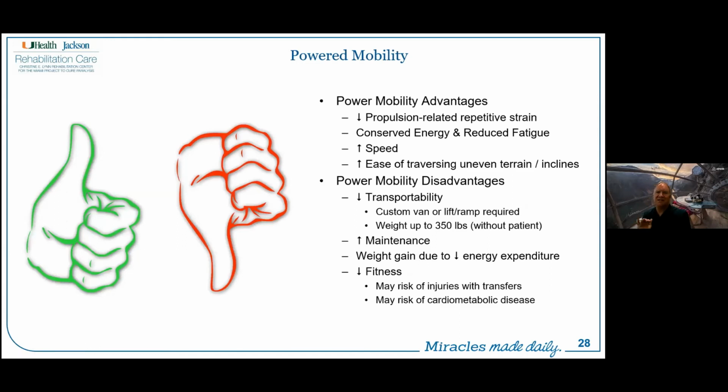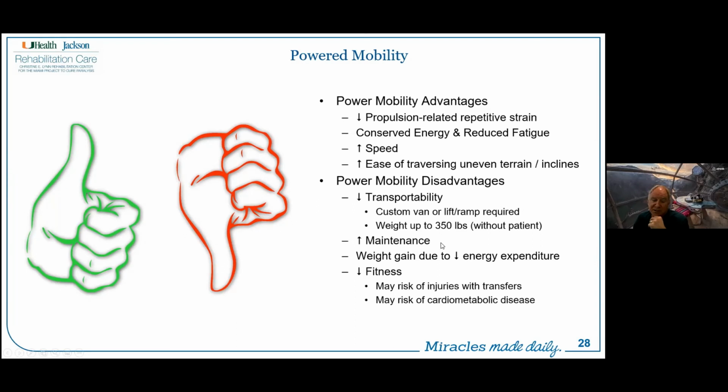So the advantages and disadvantages of powered mobility. Powered mobility reduces the propulsion-related repetitive strain in the upper extremities. It allows the person to conserve their energy and reduce their overall body fatigue, and increases their speed of mobility and the ease of traversing uneven terrain and inclines. However, using powered mobility is going to reduce their transportability. They're going to need a custom van or lift or ramp to be able to get in. And again, these chairs can weigh up to 350 pounds without the client.